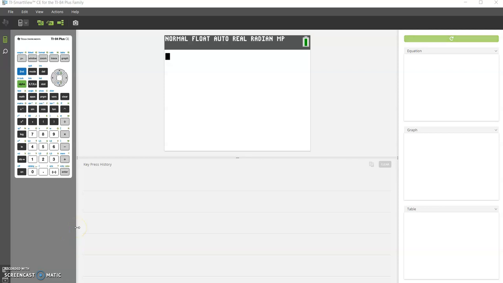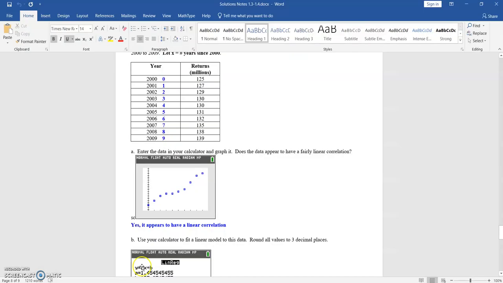Hey there, so in this video I'm going to work through example 16 of the 1.3, 1.4 notes. Just another example to show you the steps for entering these modeling problems in your calculator. So, if you'll recall, I'm going to pull up the notes real quick.